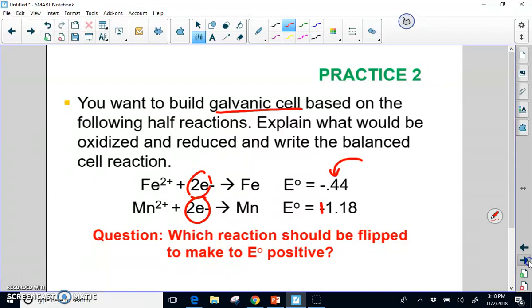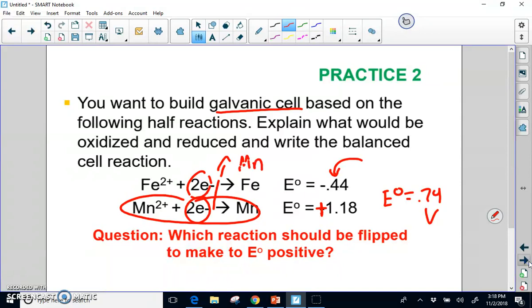But if we make this one positive, and we add the two together, then the overall E0 will be positive. If I add it together, it doesn't really matter, but I'll do it. So 1.18 minus 0.44, and we'll get 0.74 volts, and now the energy is positive, and that electrochemical cell will work. But what that means is that we have to flip this reaction. Right now it's a reduction, we need to flip this sign. So now the solid is first, and we're taking the electrons from it, plus 2 electrons.